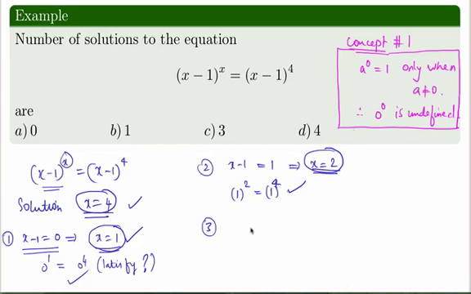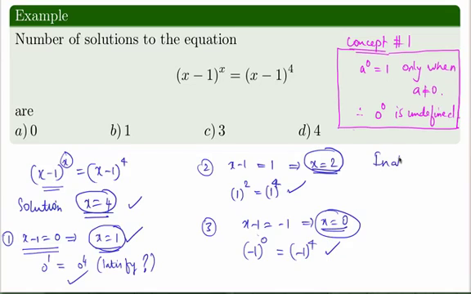Now let us try another thing. Let us put x minus 1 is equal to minus 1. If the base is minus 1, that means x will be equal to 0. If I put x equal to 0, I'll get here minus 1 raised to 0 is equal to minus 1 raised to 4. Is this also satisfying? Yes, it is satisfying. Hence x equal to 0 is also a solution.